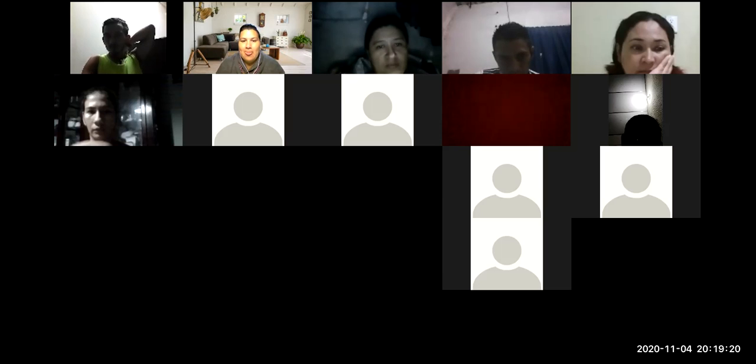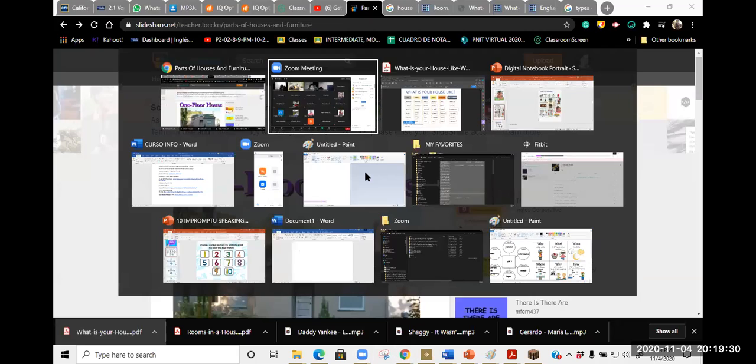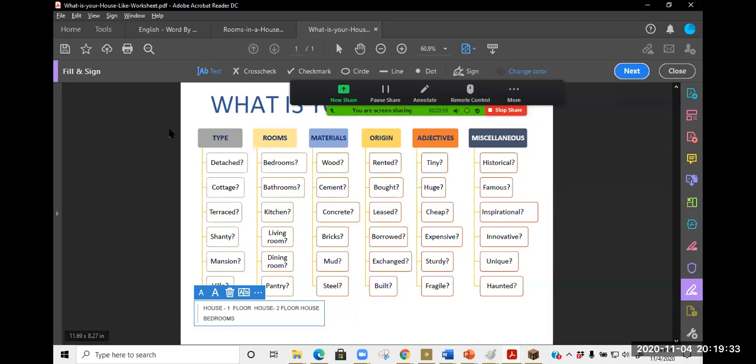My house, there are three bedrooms. Okay, good job. Can you see it now? Yes. Okay, so talking about rooms, how many bedrooms? I have, for example, one. Bedrooms. One bedroom, two bedrooms, three bedrooms, four bedrooms, five bedrooms, depende qué tan grande, how big your house is. My house has three bedrooms. Excellent. My house has three bedrooms. What else?